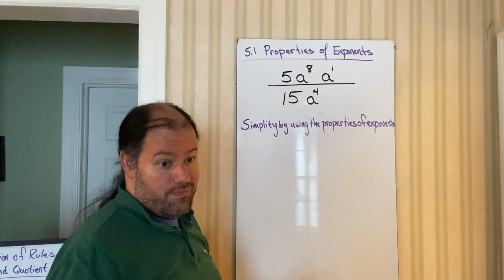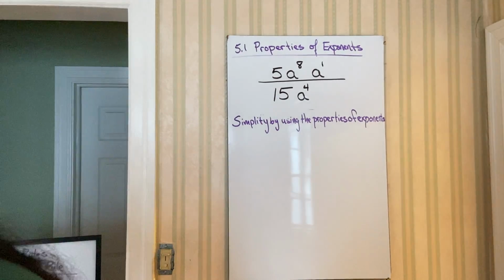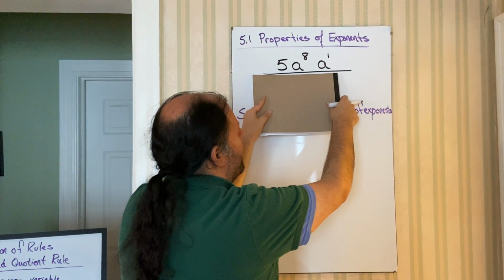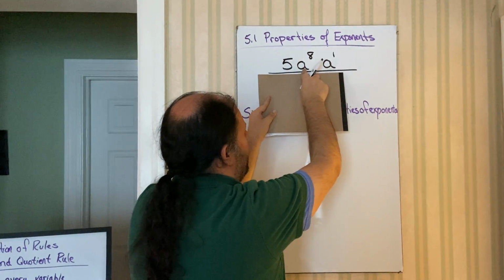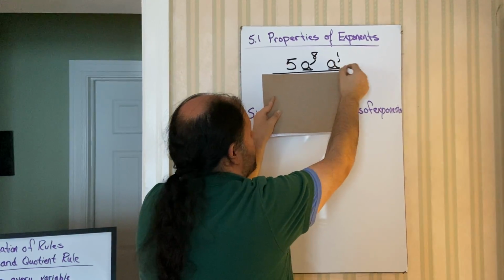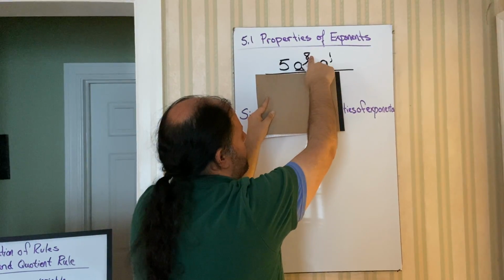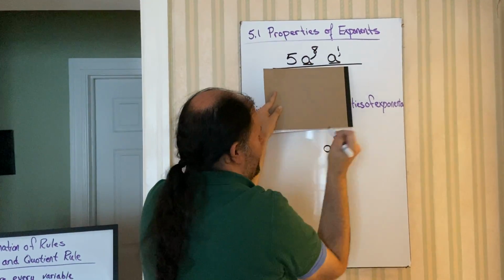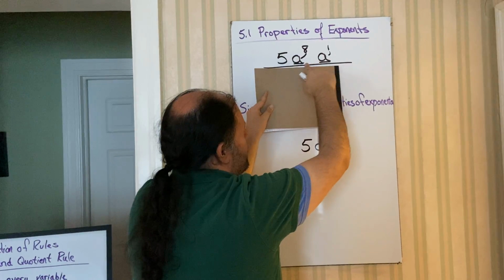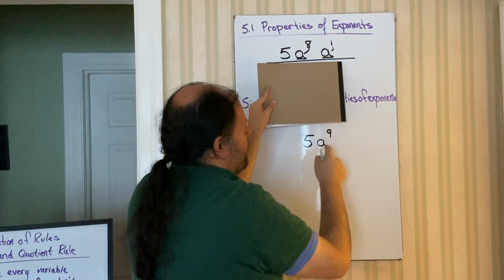Now, step 2. Treat the top separate from the bottom. So if you have to, cover up the bottom. Focus on the top. Do you have any like bases? 5, A. Remember, this A is applying to this A. This 1 is applying to this A. So A, yes, we have like bases. 8 plus 1 is 9. This 5, just bring it to the side because there's nothing to combine it with. So I was able to combine these 8 A's plus this 1 A to get 9.